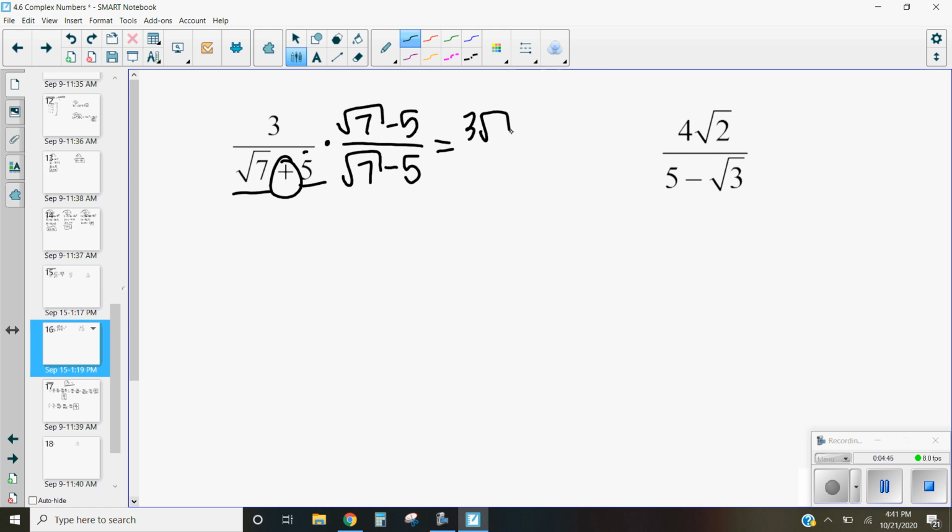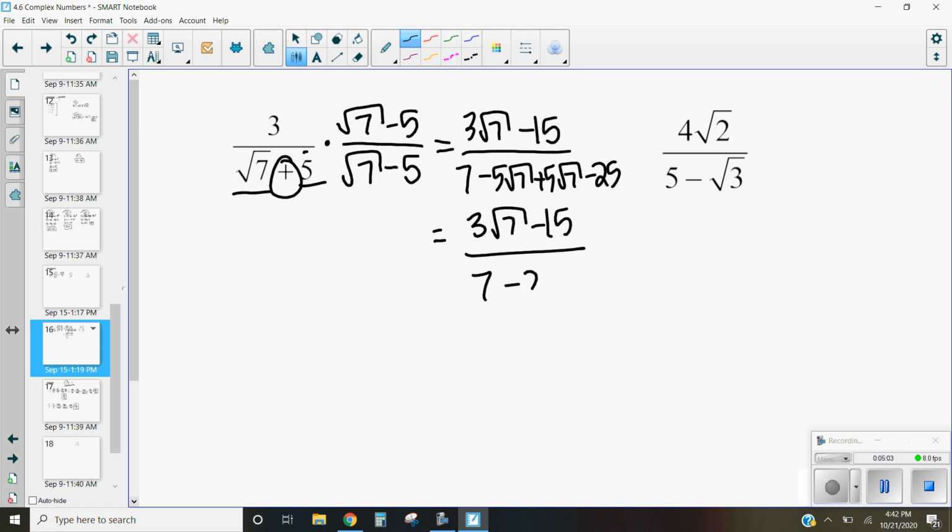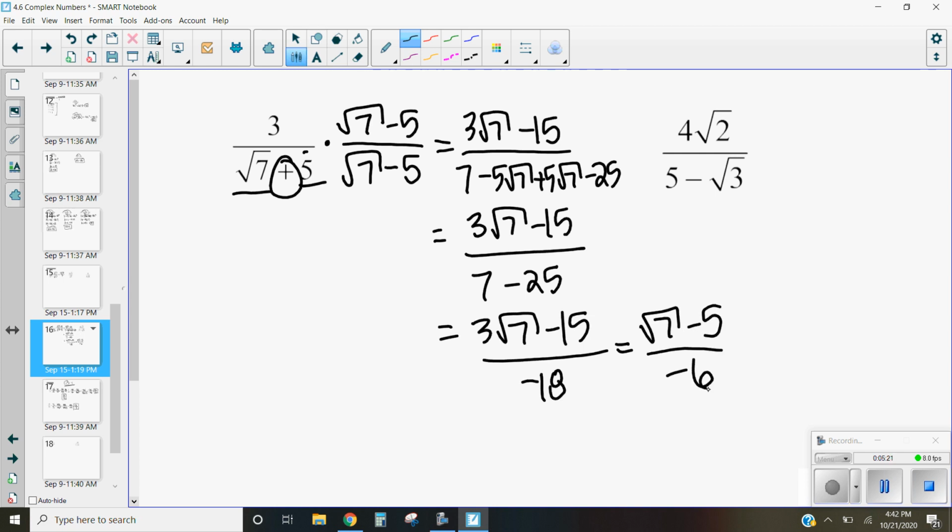So we get 3 root 7 minus 15 over, well, 7 root 7 is 7, minus 5 root 7 plus 5 root 7 minus 25. And then this ended up being 3 root 7 minus 15 over 7 minus 25. Well, 7 minus 25 is the same thing as negative 18. So this became 3 root 7 minus 15 over negative 18. They all have a common factor of 3. So this is root 7 minus 5 over negative 6.